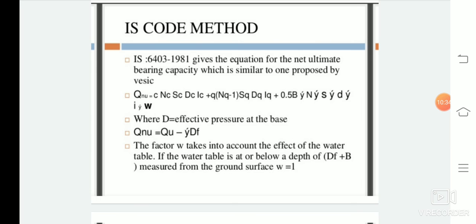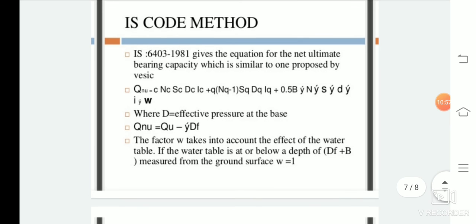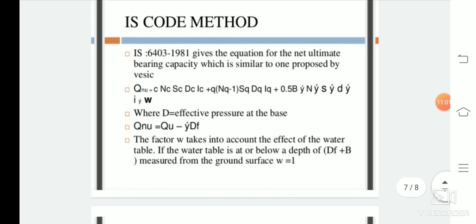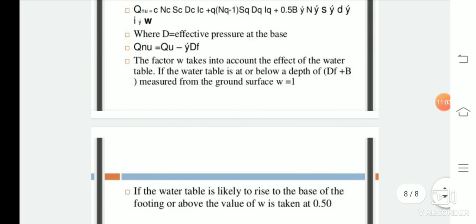And lastly, the inclination factors. The values of the inclination factors ic and iq are given by (1 minus alpha by 90) whole squared, where alpha is the inclination of the load to the vertical in degrees, and i gamma is equal to (1 minus alpha by phi) whole squared. These are the values of ic, iq, i gamma, that is the inclination factors of the load.